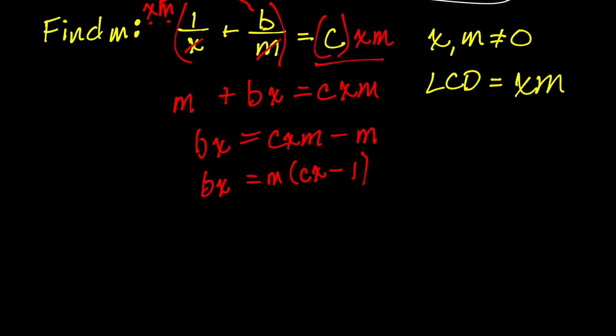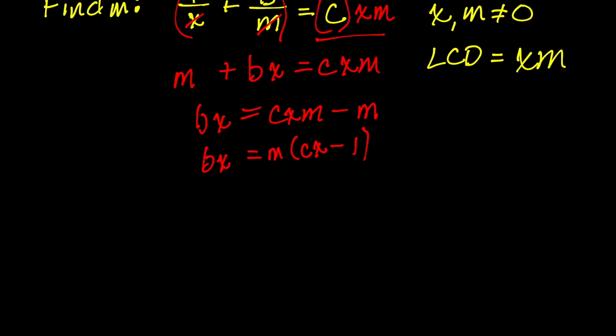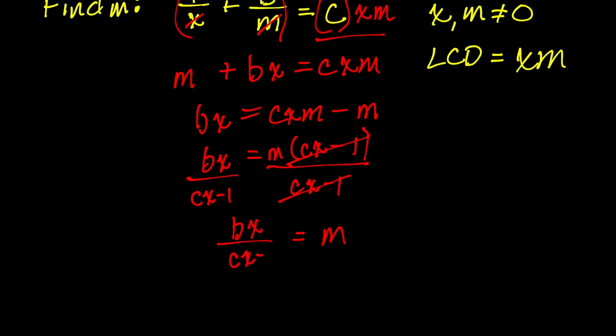All right, so next, all we have to do is divide both sides by cx minus 1. Because I want to know what m is, but m is being multiplied by this. So it's just like any other equation. We're allowed to divide by the same thing on both sides, except 0. All right, so here, cx minus 1 cancels. So the final expression solved in terms of all those other variables, b and x and c, is bx over cx minus 1.